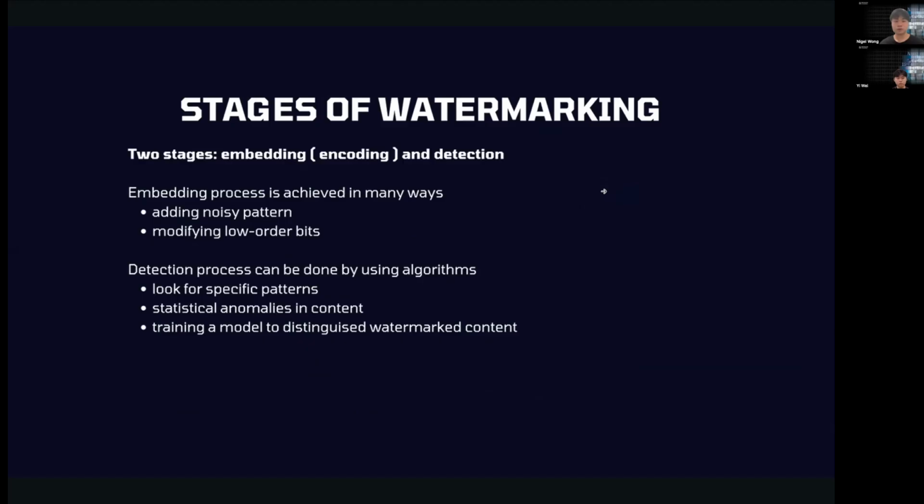There are a total of 2 stages of watermarking. The first stage is embedding, which is also known as encoding. The second is detection. The embedding process can be achieved in many ways, such as adding noisy patterns or modifying low-order bits. As for the detection process, it can be done using algorithms, such as looking for specific patterns or statistical anomalies in contents, or even training a model to distinguish watermarked content.